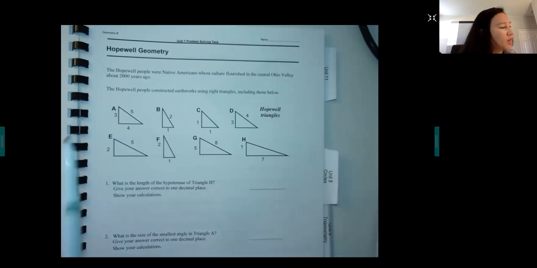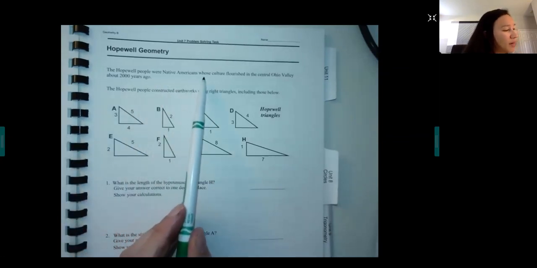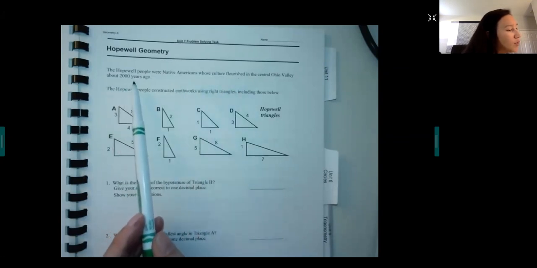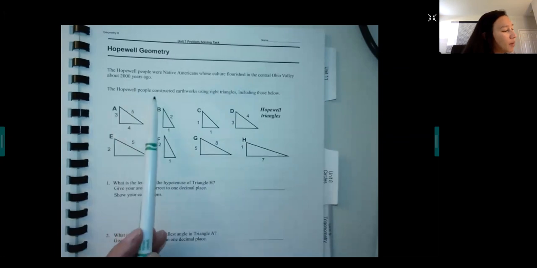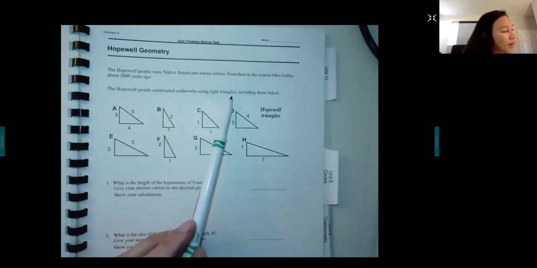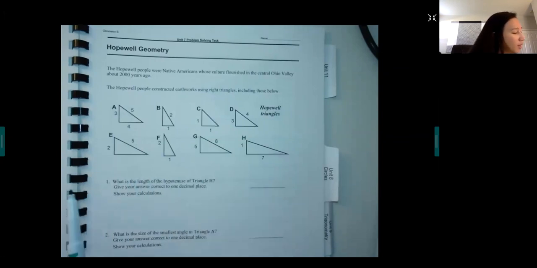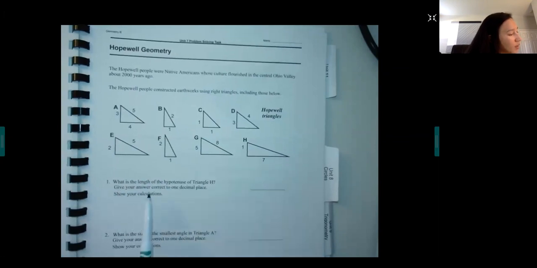Okay, so the Hopewell people were Native Americans whose culture flourished in the central Ohio Valley about 2,000 years ago. The Hopewell people constructed earthworks using right triangles, including those below. Okay, so we have a bunch of right triangles. Number 1, what is the length of the hypotenuse of triangle H? So give your answer correct to 1 decimal place and show your calculations.